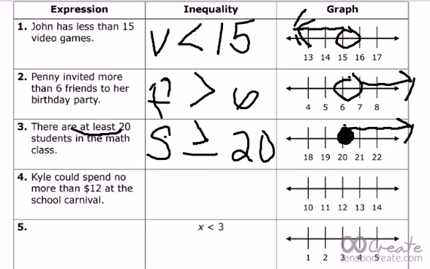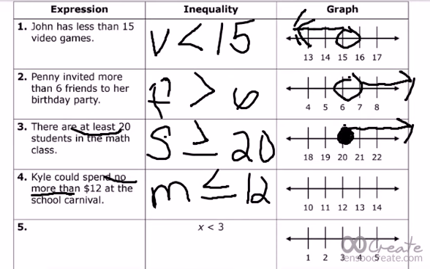Number 4 says, Kyle could spend no more than $12 at the school carnival. So the keyword there is no more than. When you see no more than, we have to know that he could spend that amount of money, but he can't go over. Okay, so we want to know about money. We'll use M for a variable. He could spend less than 12, he just can't go over 12. So we're going to say the amount of money that he can spend is less than or equal to $12.